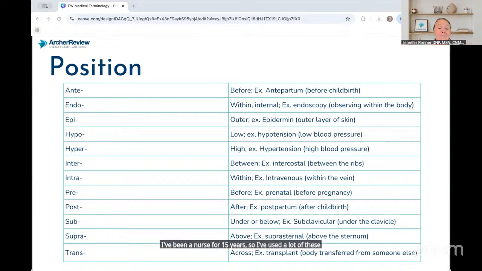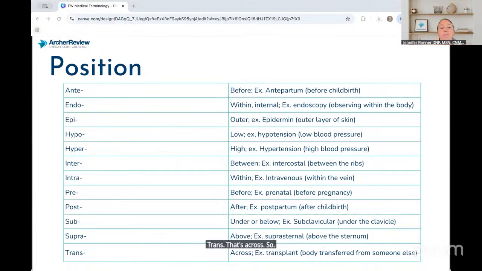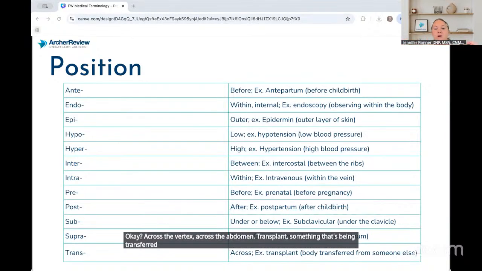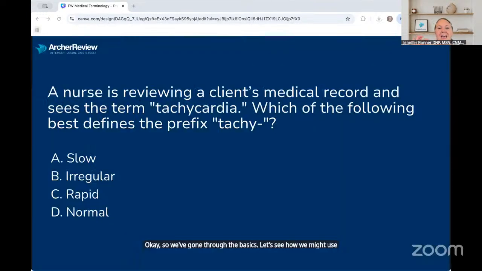When I was at the bedside as a nurse midwife, I would use things like suprapubic, so above the pubic area. Trans, that's across. So like a baby could be transverse, across the vertex, across the abdomen. Transplant, something that's being transferred across from someone to another person. Okay, so we've gone through the basics. Let's see how we might use these in a question.